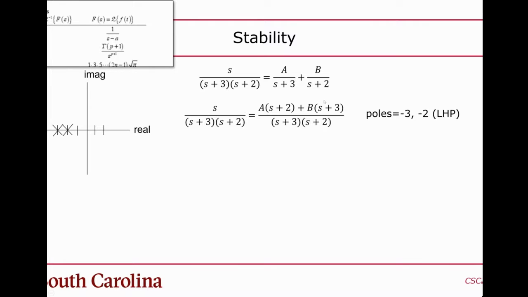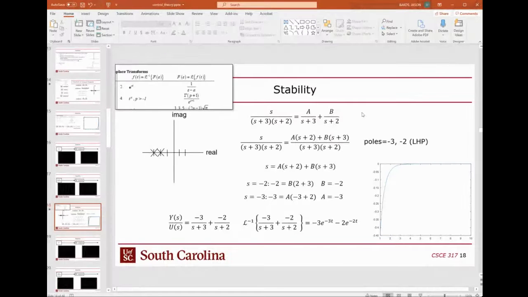And so to do that, I pretended as though I had started with this form, the A over s plus 3 plus B over s plus 2. Hopefully you can see my mouse cursor. Not sure if you can, but here, let me go out of presentation mode. I'm pretty sure you can see it now. Okay, good.